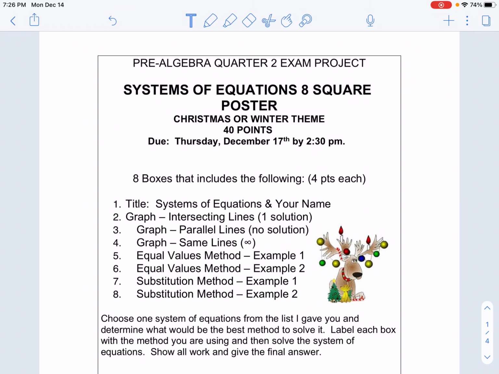Hi everyone, I'm just going to go over the instructions for your Systems of Equations 8 square poster. This is what we're going to be doing for your quarter 2 exam. Instead of a test, I'm going to have you guys do a project.